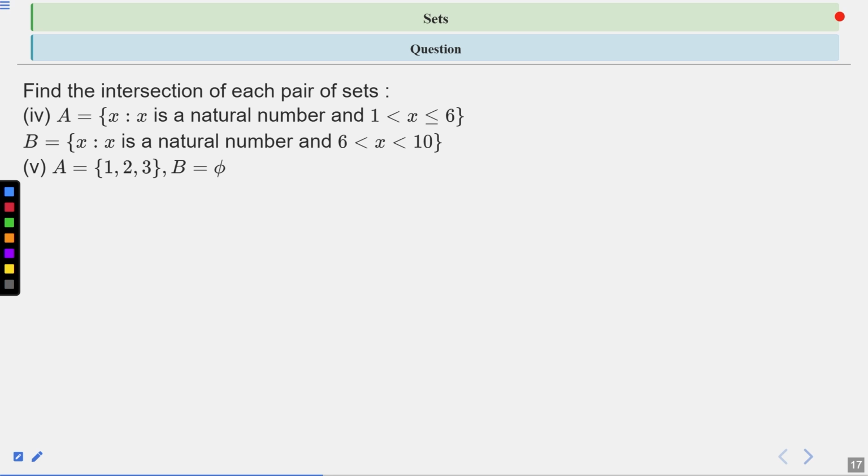Now, fourth and fifth questions are the same. Find out the intersection of the given pairs. In fourth, set A is the collection of all X, X is a natural number satisfying this inequality, X is greater than 1 and less than or equal to 6. B, collection of all X, X is a natural number, X is greater than 6 and less than 10. And in fifth, A is with 3 elements 1, 2, 3. B is the empty set. So, find out the intersection. You will have some seconds to try this problem, then afterwards we will move on to the solution slide. So your time starts now.